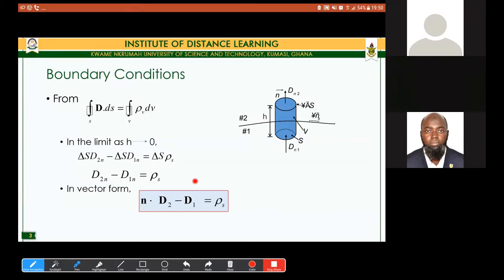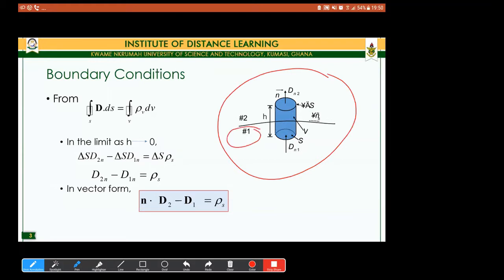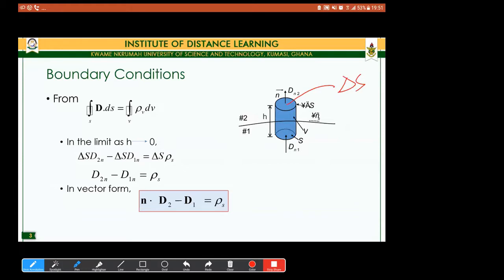And if you look at this diagram, which is a cylindrical shape, part of the cylinder is in medium 1, the other part is in medium 2. So the line here is a boundary between two media. Now the surface area here is delta S. Similarly, the surface area here is also what?